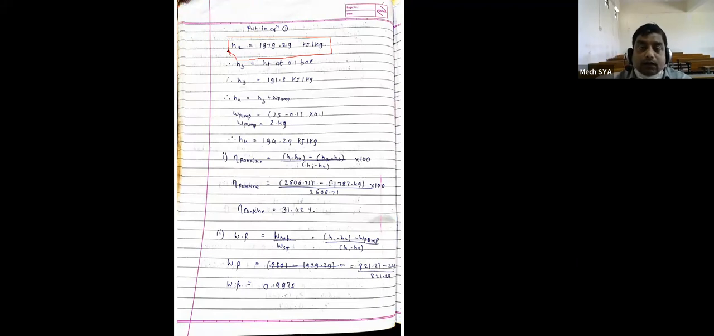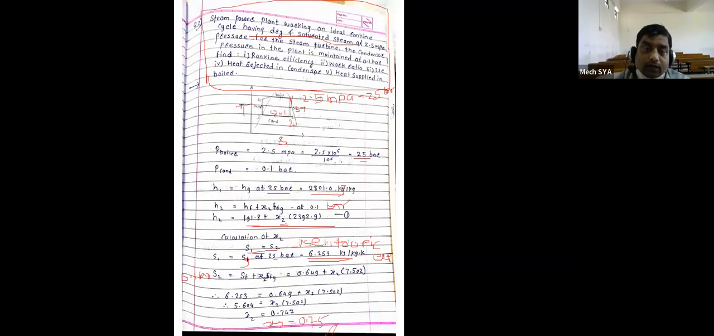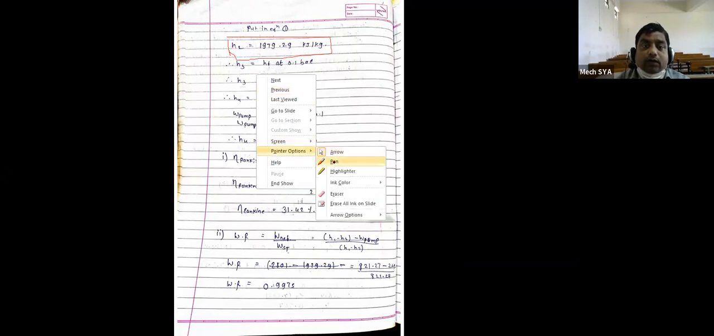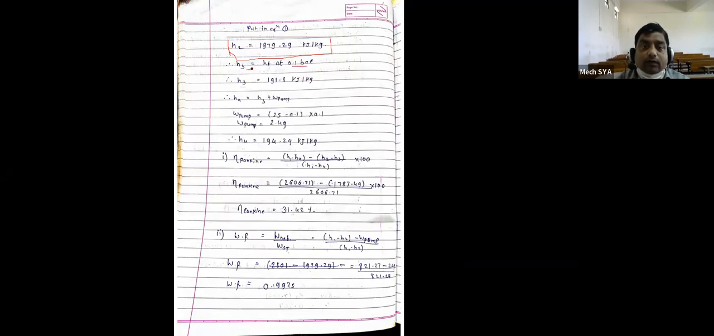Similarly, here we know that h3 is equal to hf, because point number 3 is lying on the saturated liquid line. Therefore, h3 is equal to hf at 0.1 bar, and this value will be 191.8 kilojoule per kg, as already calculated for h2. Now we know that h4 is equal to h3 plus W pump. h3 we know, 191.8. Pump work we have to calculate.